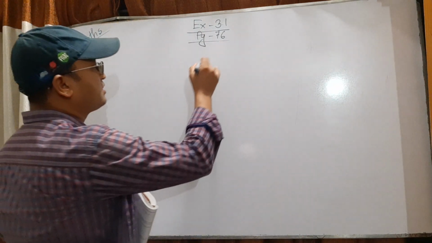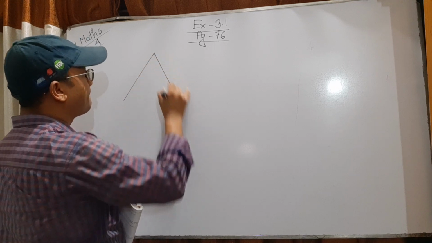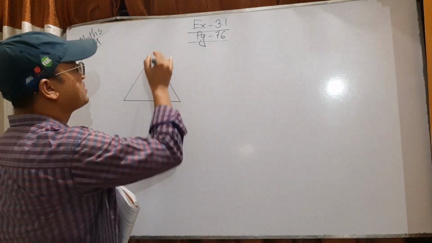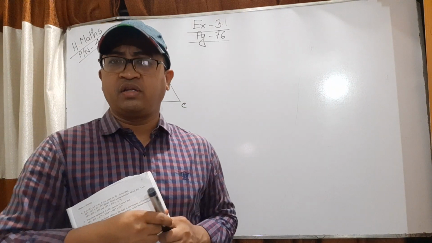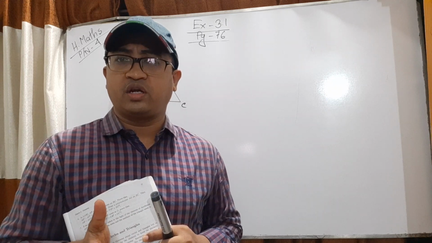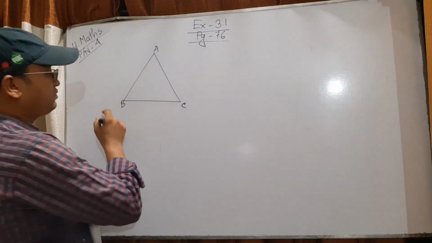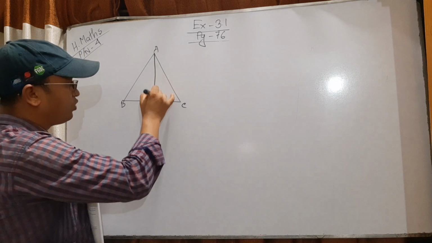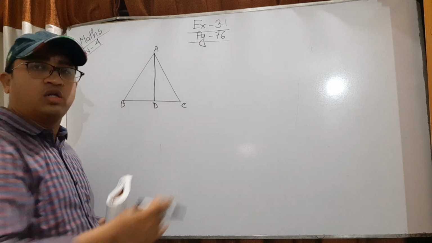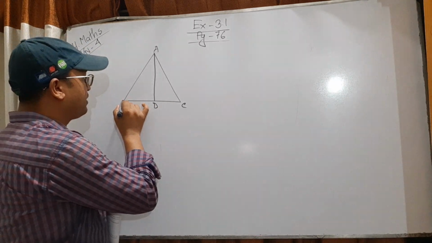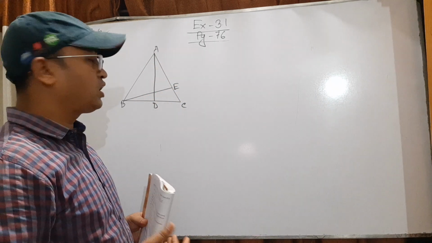So draw a triangle, say this is triangle ABC. It's not mentioned which kind of triangle. You can draw any kind of triangle: acute angle, obtuse angle, right angle, any kind you can prove this. So look, AD is perpendicular to BC. Again, BE is perpendicular to AC.